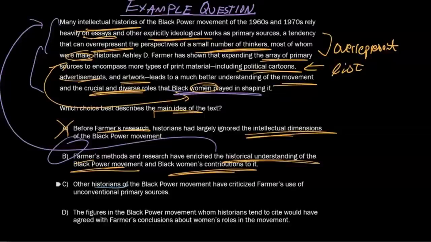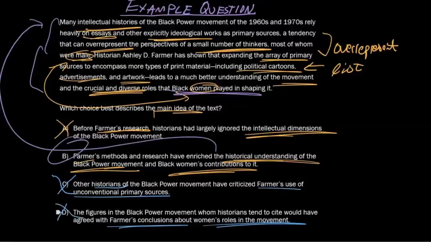Other historians have criticized Farmer's use of unconventional primary sources. It does not say that anywhere in here. We can just cross that out. Figures in the Black Power movement, whom historians tend to cite, would have agreed with Farmer's conclusions about women's role in the movement. We don't see any evidence of that. It does not say that. We don't know what these people would think. They're likely not alive today, and even if they are, they're not mentioned in this paragraph at all. So we can say that D is not the answer. That leaves us with choice D.